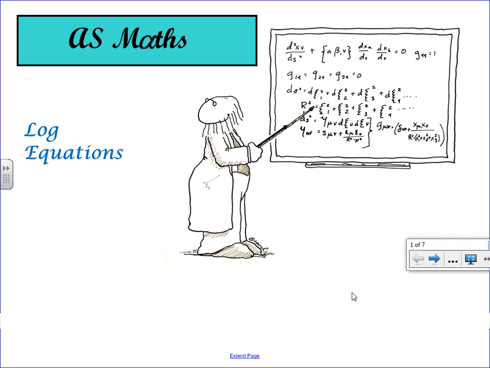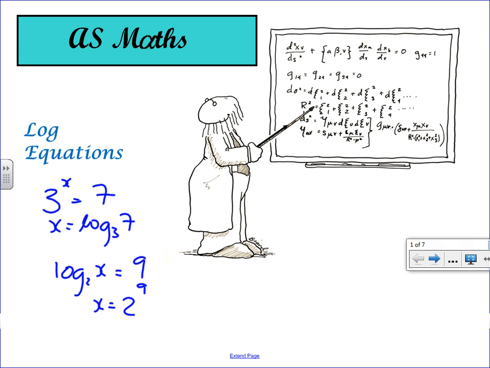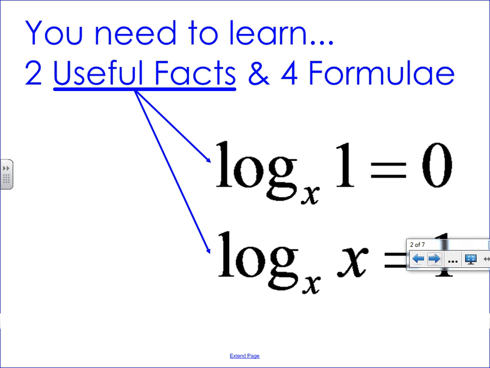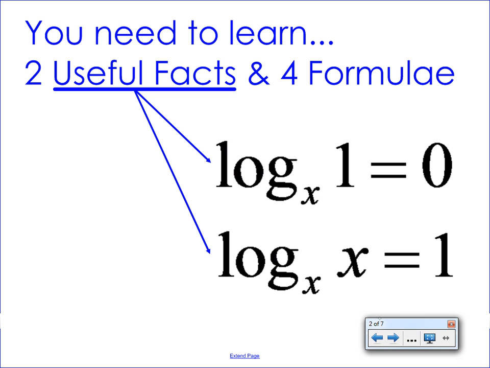Okay, so when you've got used to logs and you're happy with undoing equations, so for example, 3 to the x is 7, x is log to base 3 of 7, or log to base 2 of x is 9, and then x is 2 to the power of 9. Once you're happy with that, then obviously we're cruel and we massively overcomplicate it by giving you some equations to learn. So, we've got 2 useful facts and I think 4 equations to learn, and they are quite difficult, but it'll be okay. So, useful facts to learn.